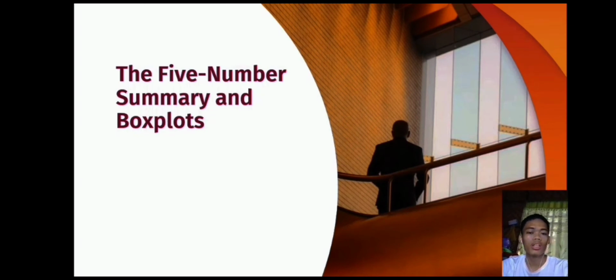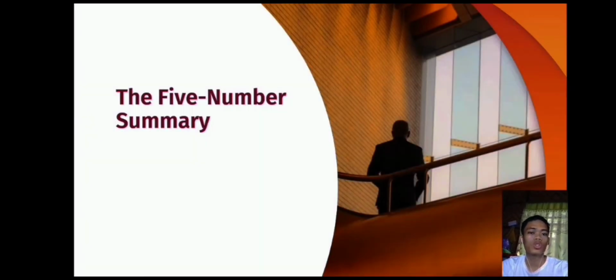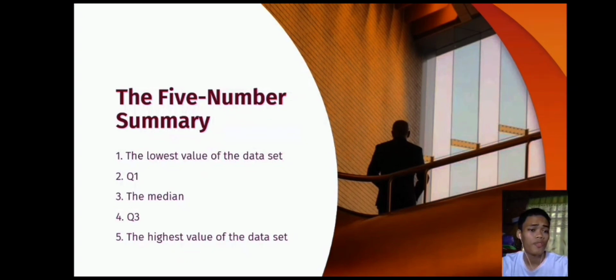The 5-number summary and the box plots. A box plot can be used to graphically represent the data set. This plot involves 5 specific values. These specific values are called the 5-number summary. That includes the lowest value of the data set, the minimum, the first quartile, the median or the second quartile value, the third quartile, and lastly the highest value of the data set, which is the maximum value.